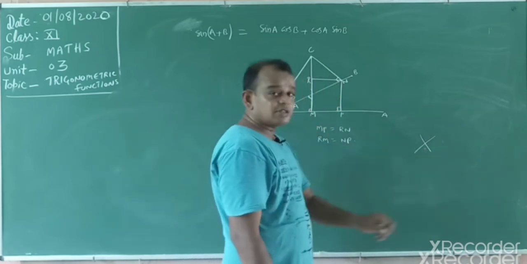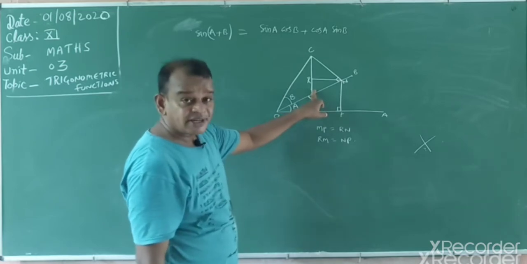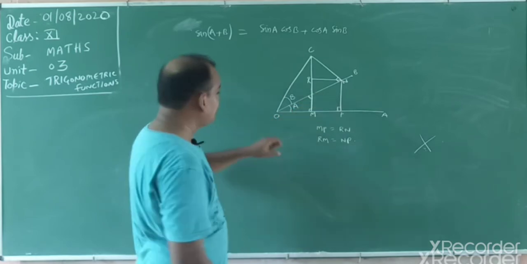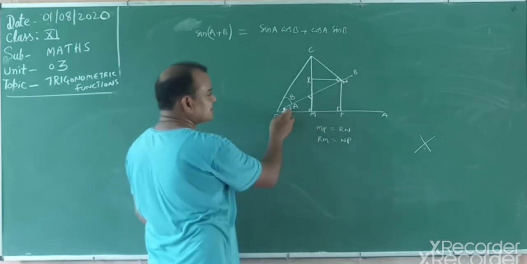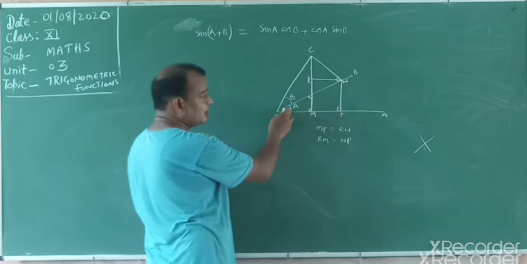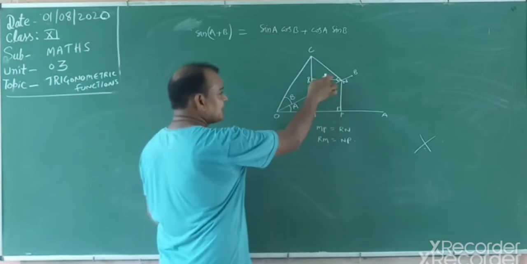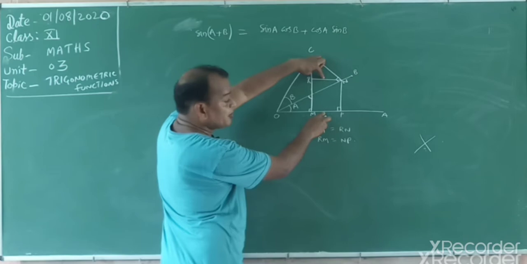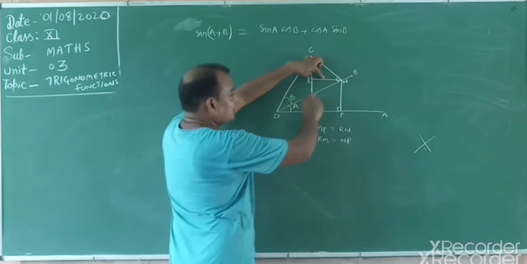This angle must be equal. Say yes or no? Yes. This is 90 minus A. And of these two lines, this one is A. Say yes or no? This is the x-axis. These two lines are parallel. This is the transversal ray.